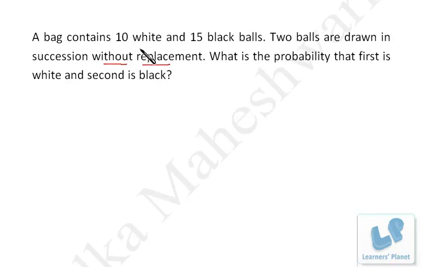So let's take the first case. The first should be white, right? So there are 10 white balls out of 25, right? Now the first event and the second event, or we can say the first draw and the second draw, both the events are independent of each other, right? So whatever ball we are getting for the first time, it doesn't create any impact on the second draw, right?